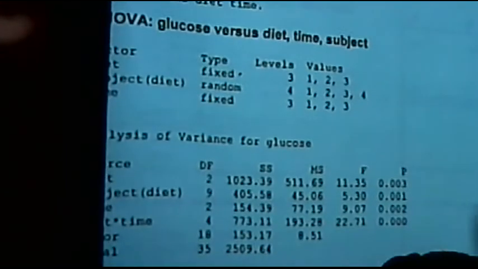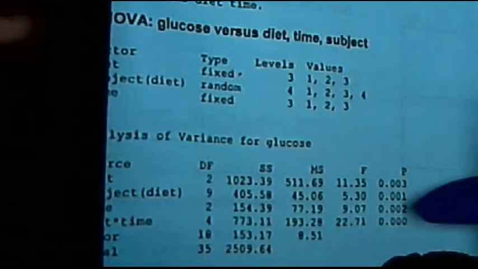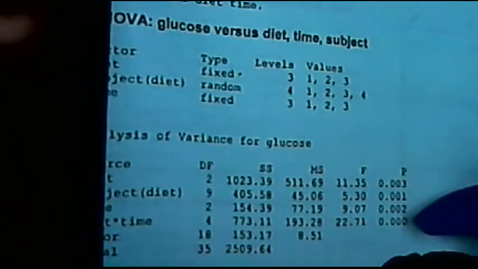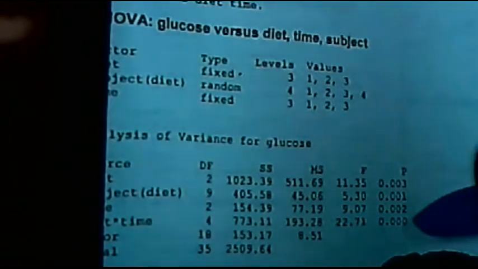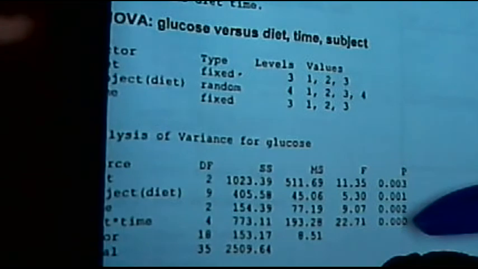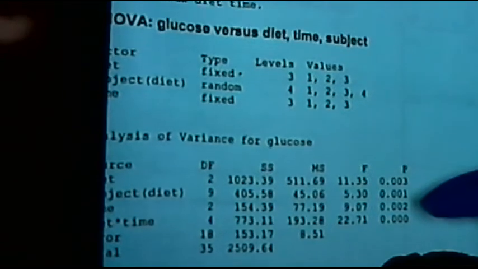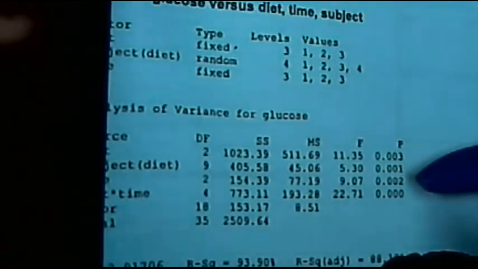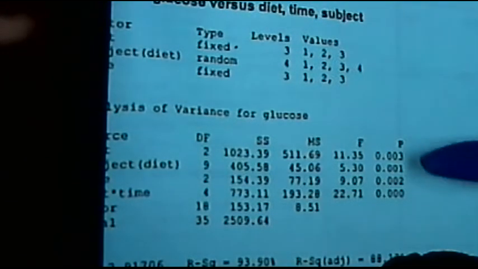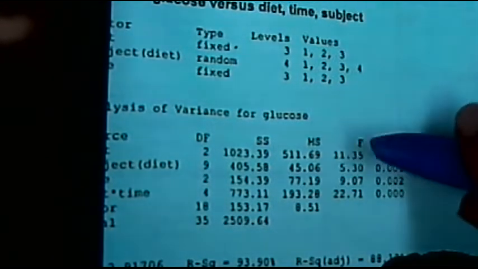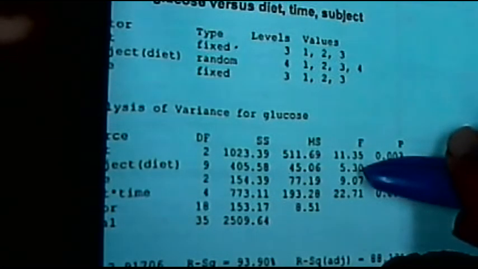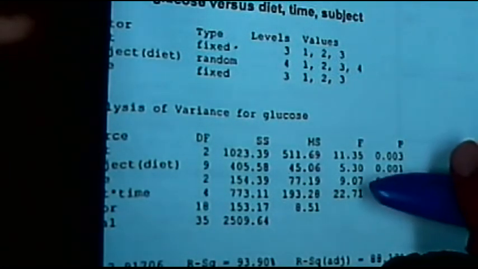So we look at the ANOVA table that appears here, and it's either exciting or boring, depending on how you look at this. All the p-values are very small, we would reject all the hypotheses, right? So we would say there's a difference due to diet, there's a difference due to subjects nested in diet, there's a difference due to time, and there's an interaction between diet and time.